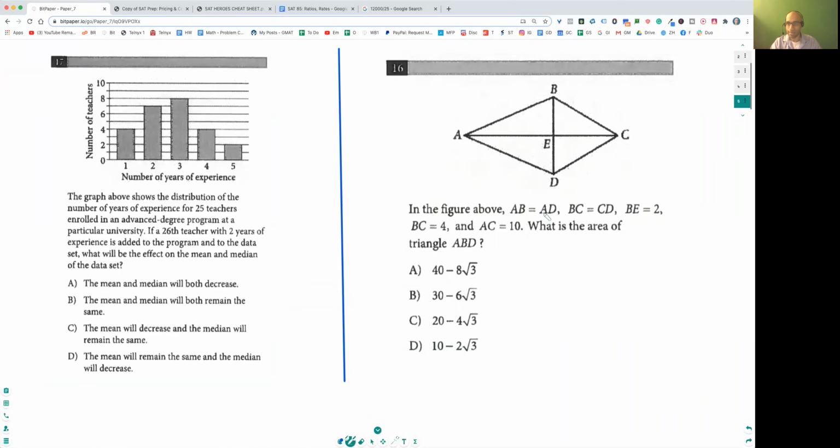So AB is equal to AD, so I just mark this here. BC is equal to CD, so I mark this like this. Then BE is equal to 2, so I mark it over here. Then BC is equal to 4, I mark it over here, right? And remember, this is a right angle triangle, and AC is equal to 10. So I think you can calculate what this value is going to be. And they're asking for the value of the area of ABD. So take it easy and try to find out the answer.